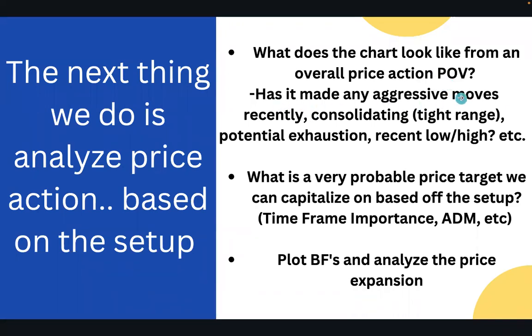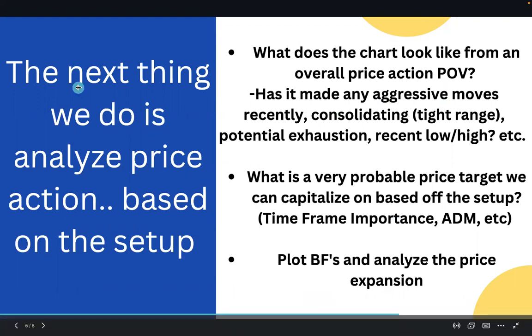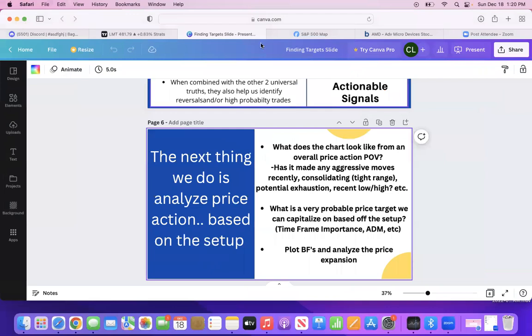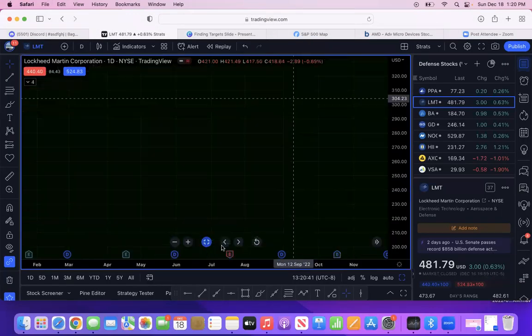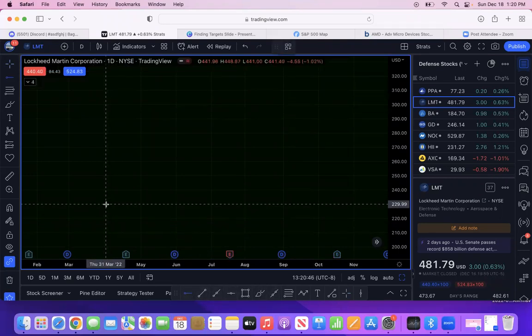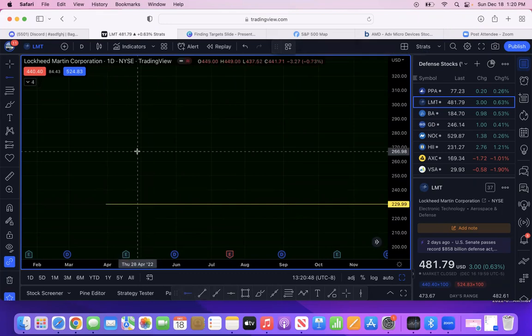Has it made any aggressive moves recently? So if price made a really big move down, right, you can expect price action to come back up for a little bit, because I always tell you guys how price action moves, right? Price action does not move in a straight line. So I could do this for you real quick. And this is what I mean. Like this, right?